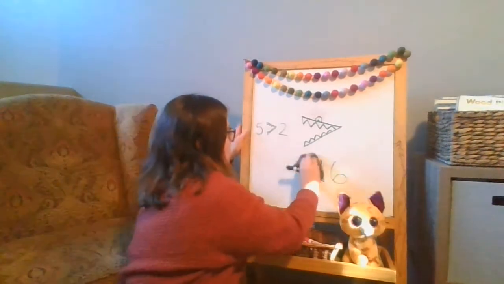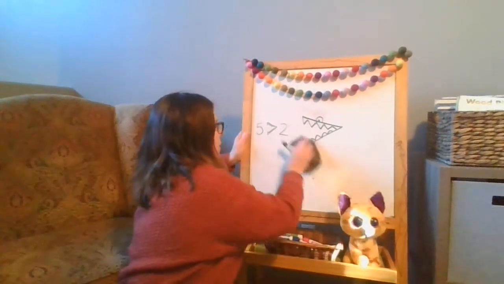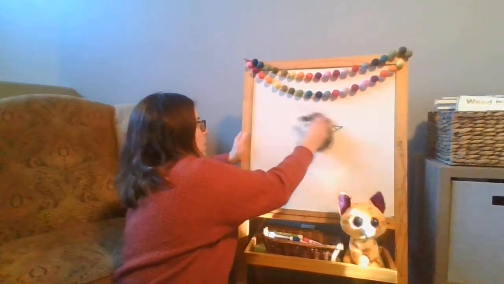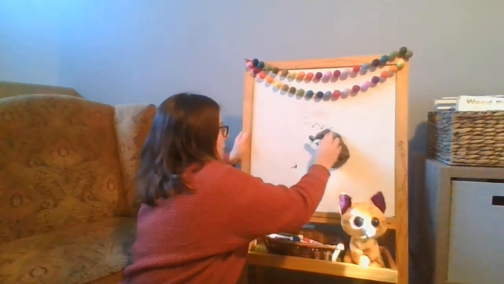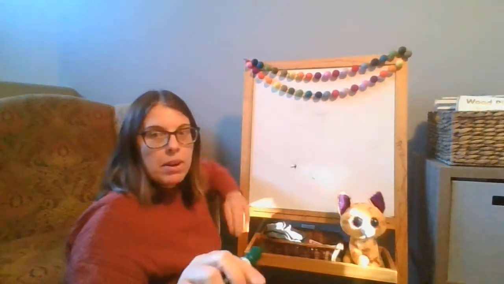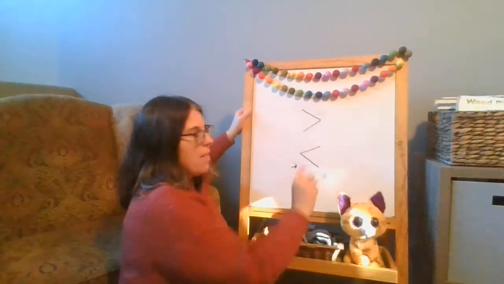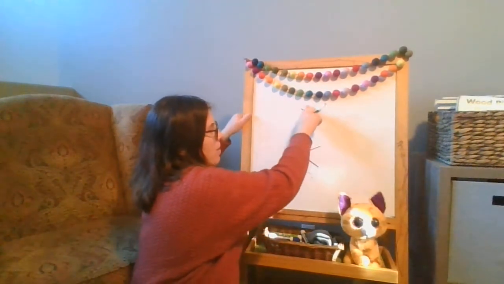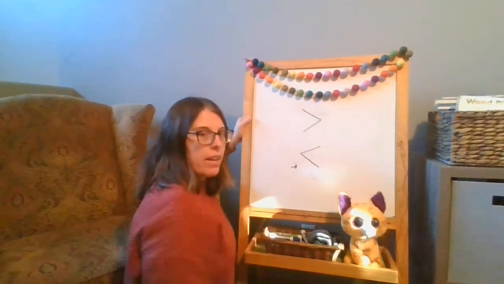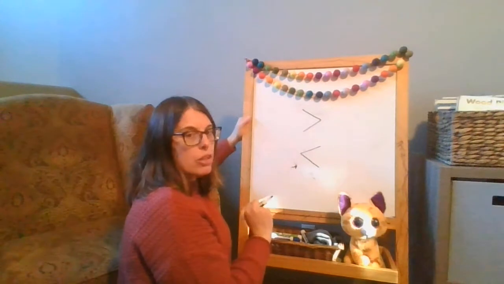Now, I'm going to show you something. In math, these hungry alligator signs have a special name. Okay, and we use them when we're comparing numbers. So these are the hungry alligator signs. And in math, they have special names. This one is called greater than, and this one is called less than. And what we do is we'll use them to compare two numbers.